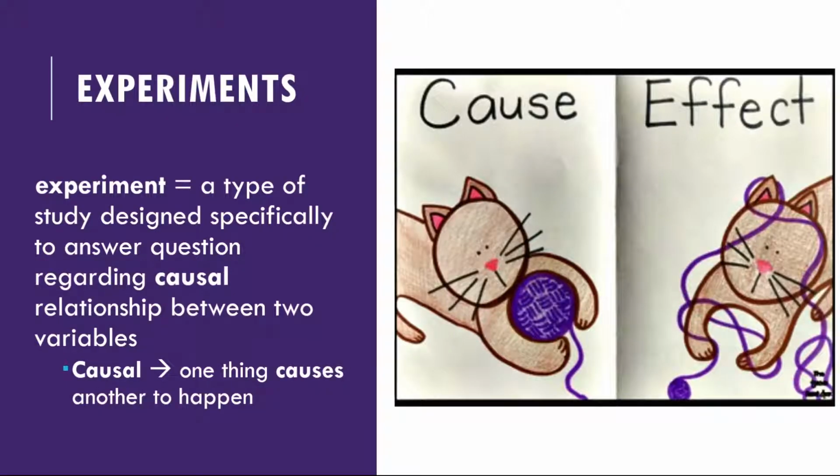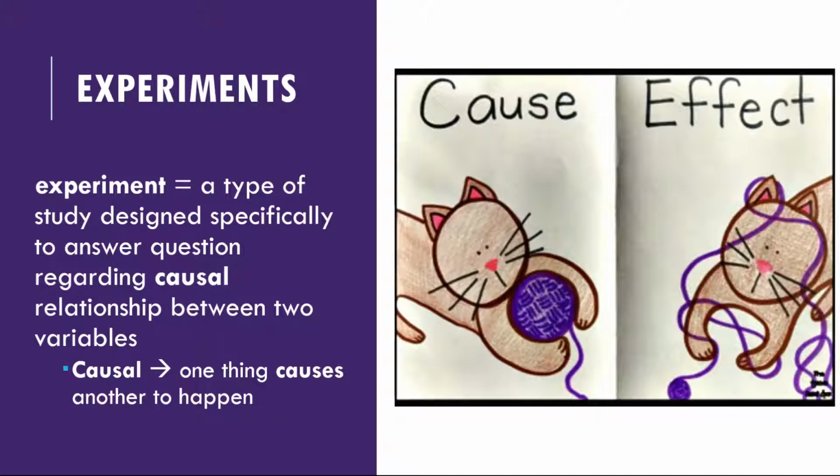What is an experiment? As we saw earlier in the book, an experiment is a type of study designed specifically to answer the question of whether there's a causal relationship between two variables. In other words, whether changes in one variable, referred to as the independent variable, cause a change in another variable, referred to as the dependent variable.